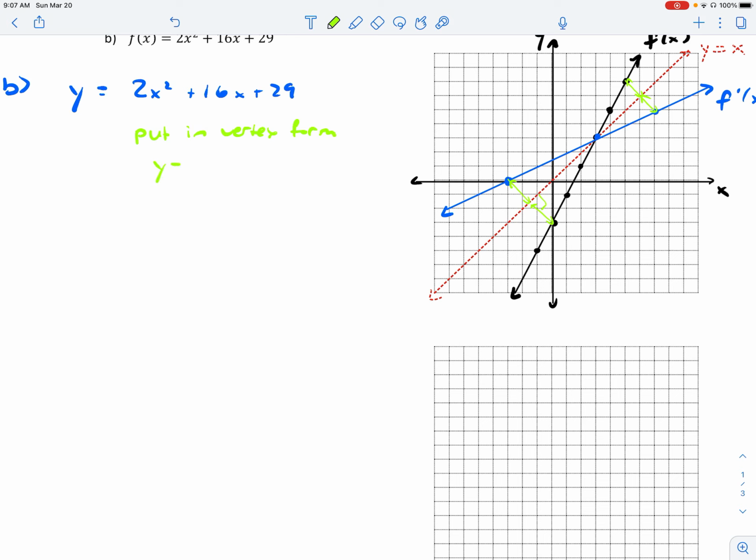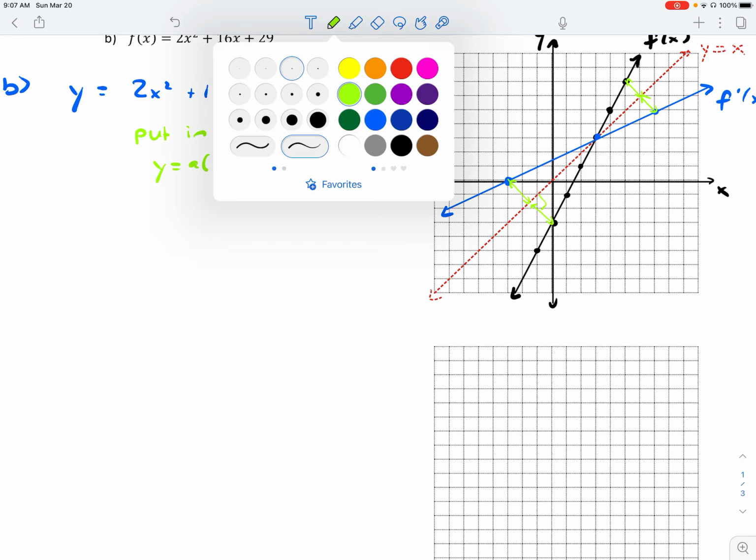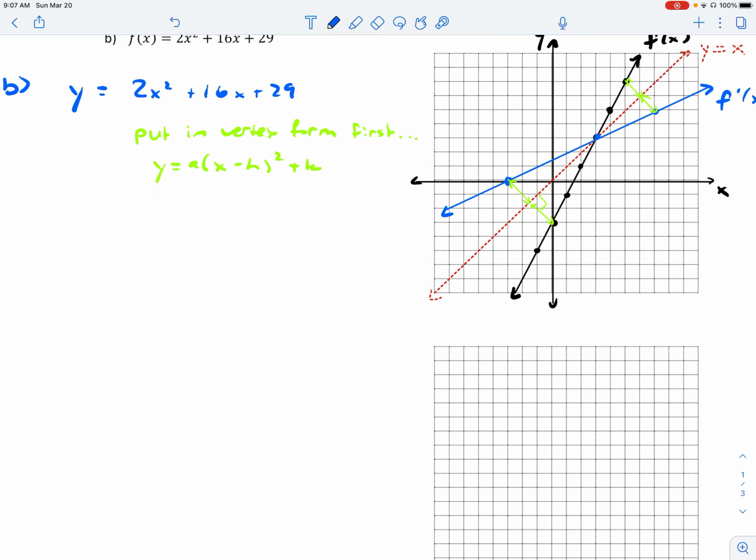Well, vertex form, if you notice, there's only one x term. So if I can take this and get it in vertex form, then I'll just have one x term, and then I can go ahead and switch x and y. So we'll say put in vertex form first. Okay, how do we do that? Well, last unit, you learned this, and all you have to do is complete the square. So let's go ahead and do that. If you want to pause the video and try to do this on your own, I encourage you to do so.